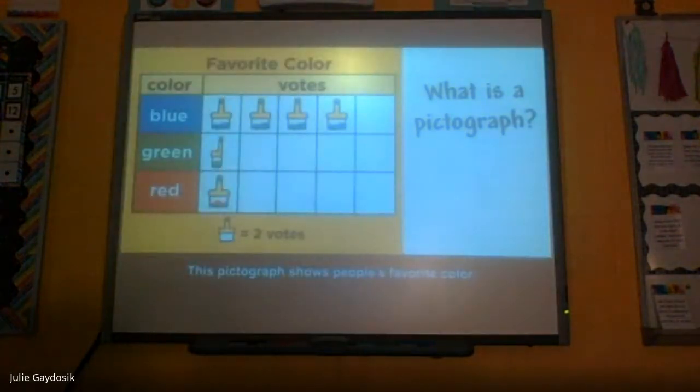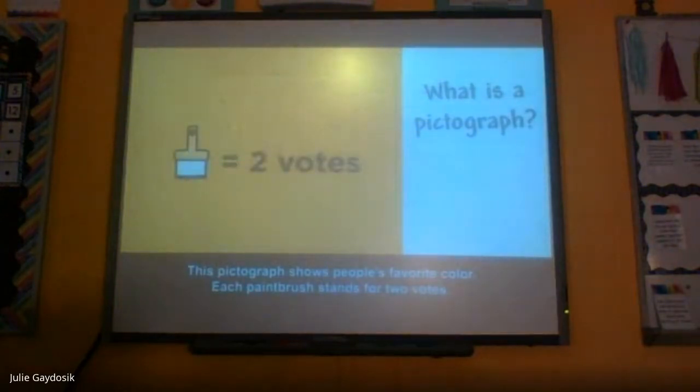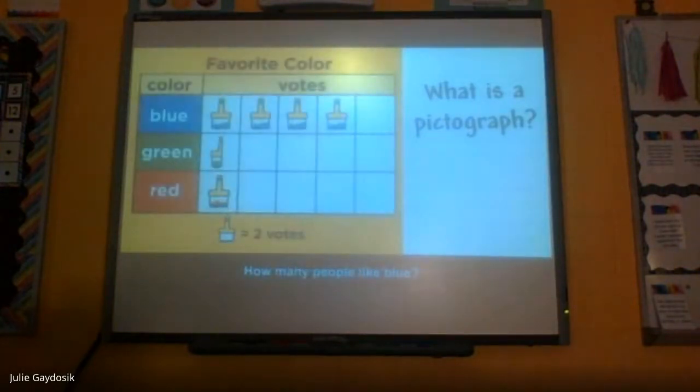This pictograph shows people's favorite color. Each paintbrush stands for 2 votes. How many people like blue?